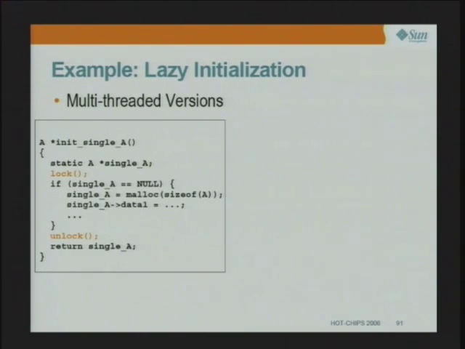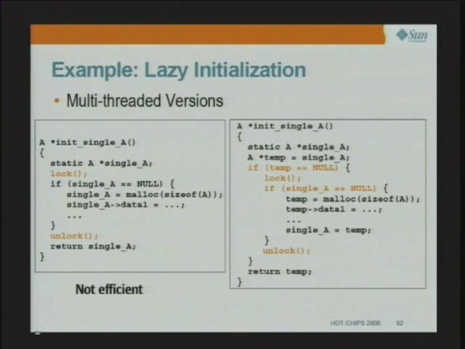So it works. The problem with this is that it's not efficient in some cases, especially once the variable is already initialized. You have to take a lock every time. So this is a smart way to fix this. It's called double checking. You assign the value of singleton A to a temp local variable, then you check the variable without doing any lock. If the value is not null, you return temp. It's already been initialized. If it's not initialized, then you take a lock.